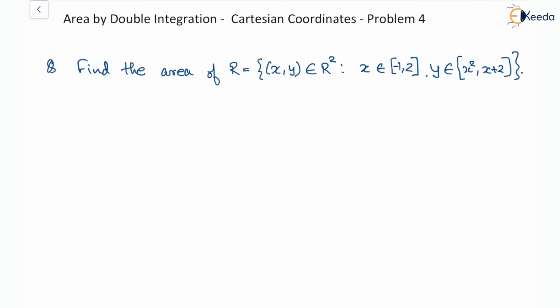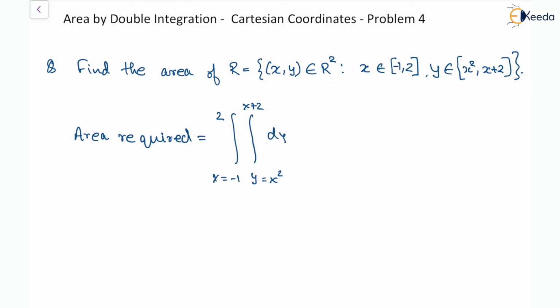So it's not required that we need to draw a diagram here. We can clearly understand that the limits for x is from -1 to 2 and the limits for y is going to be from x squared to x plus 2. So even if we are not drawing the diagram, we can say that the area required will be given as the limits for x -1 to 2 and the limits for y x squared to x plus 2. So this is dy dx. That's it. From here we can do the double integration. The limits are already known and therefore we'll get the value.